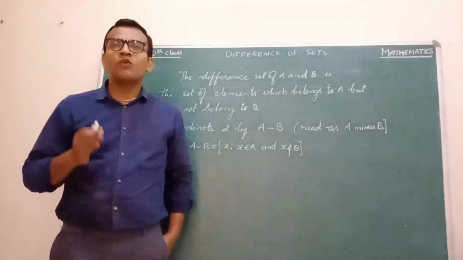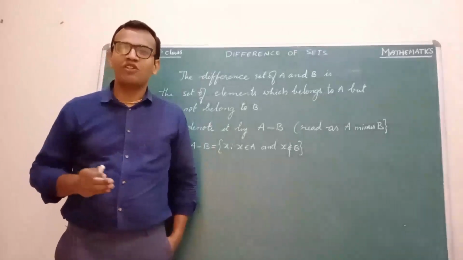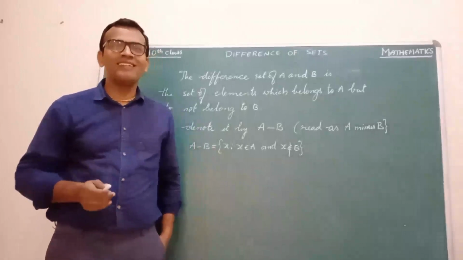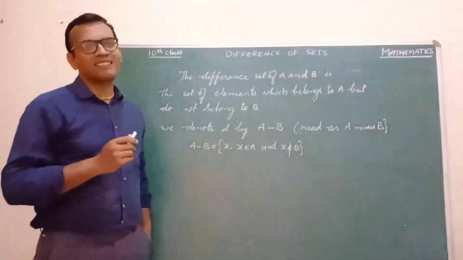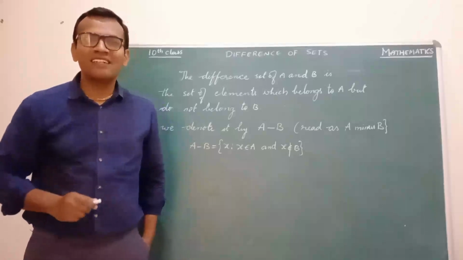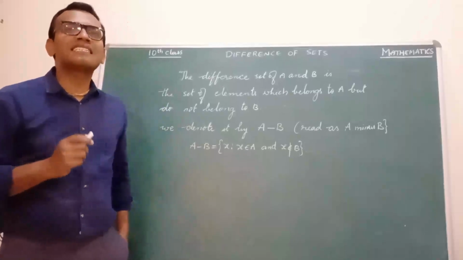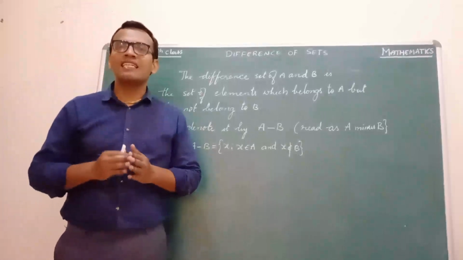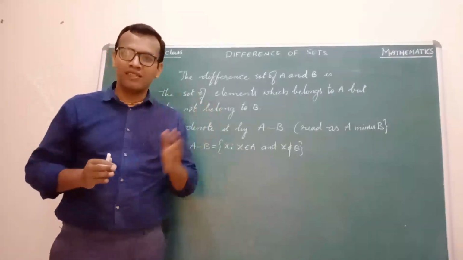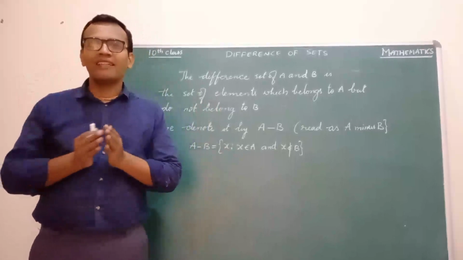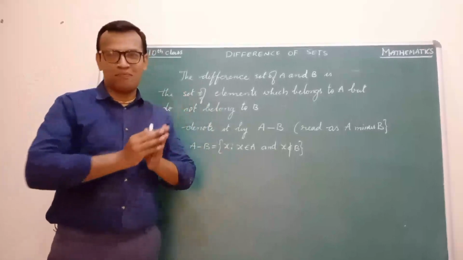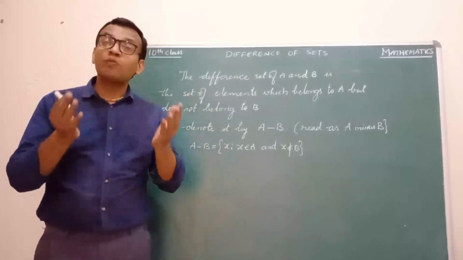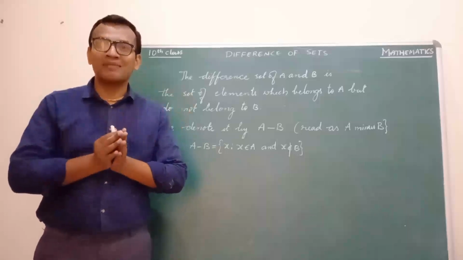Now let us see the third basic operation on sets, that is difference of sets. Let's see how the difference of sets is defined. Suppose there are two sets, set A and set B. There are some elements in A and there are some elements in B. There could be some elements which are common in both A and B.